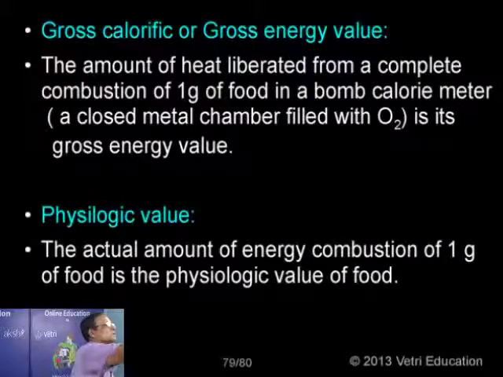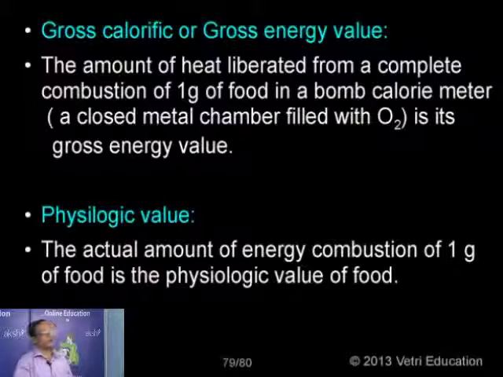Then, for calculating the energy value we have two terms. We are calculating energy values by means of two terms. One, we can calculate either the gross calorific or gross energy value, or the physiologic value. So what do you mean by gross calorific value or gross energy value? When you are taking 1 gram of food and placing it inside what is called a bomb calorimeter. The bomb calorimeter is normally used to cause the combustion of food to release the energy. It is nothing but a closed metal chamber filled with oxygen for combustion.